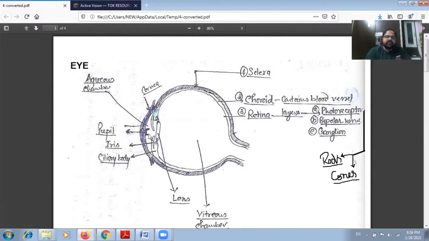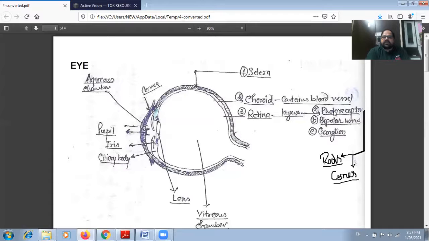We will again repeat the same thing: the first layer, or the outer layer, is called sclera. The second layer is called choroid, and it is very important to notice that it contains blood vessels, so we can say it is a vascular structure. And the innermost layer is called retina. This retina is one of the most important structures of the eye. It is composed of three layers: photoreceptor cells, bipolar nerve cells, and ganglion cells. All these three layers compose the retina.